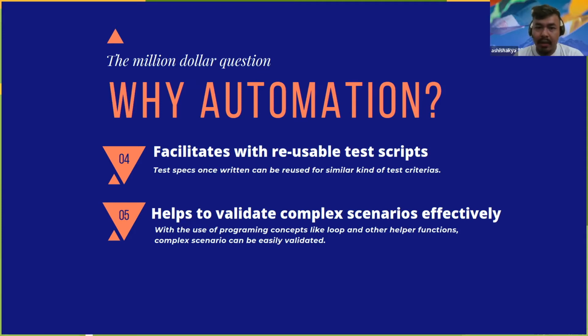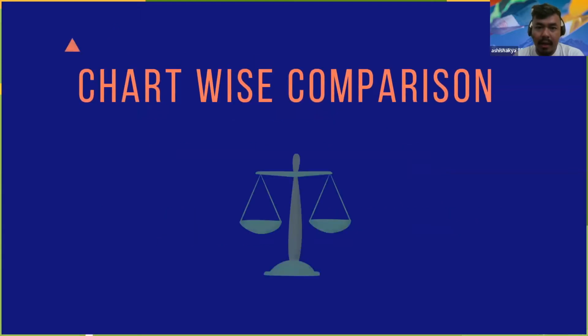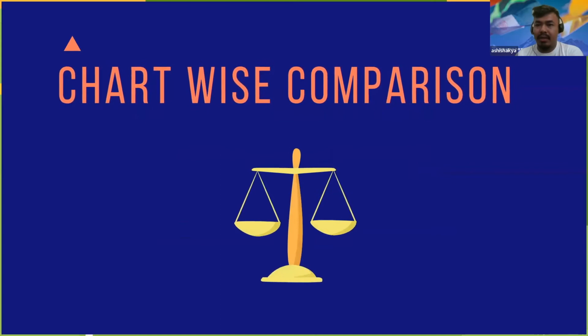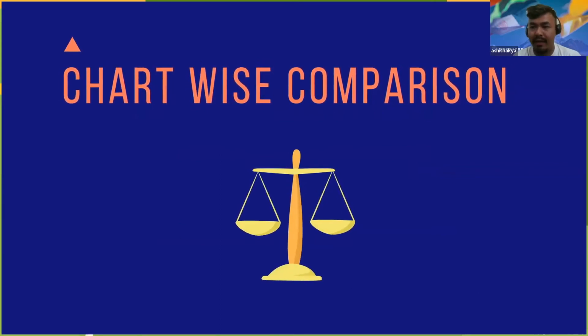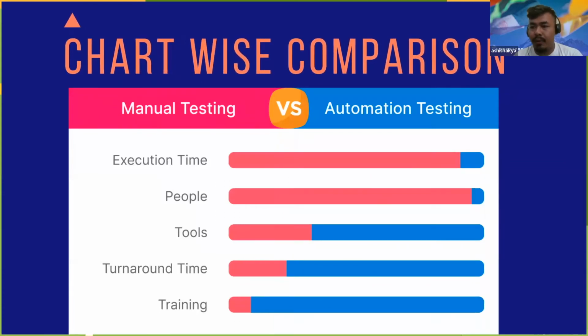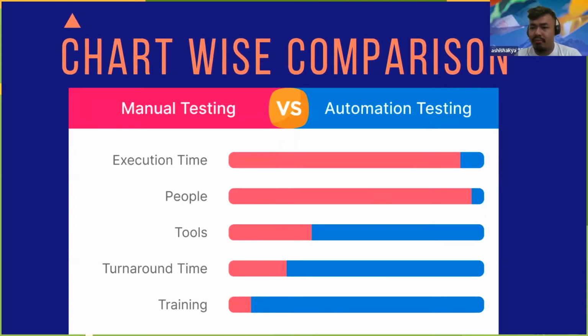Okay, so I'll just continue with my presentation. These are just the supporting points for why we need automation in our day-to-day development life. Now let's do a chart-wise comparison between manual testing and automation testing. Performing tests manually is time consuming, and this is one of the greatest reasons why developers today are moving towards automation.